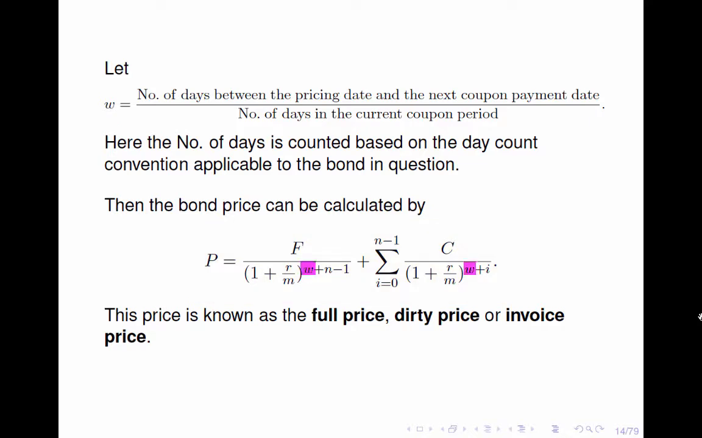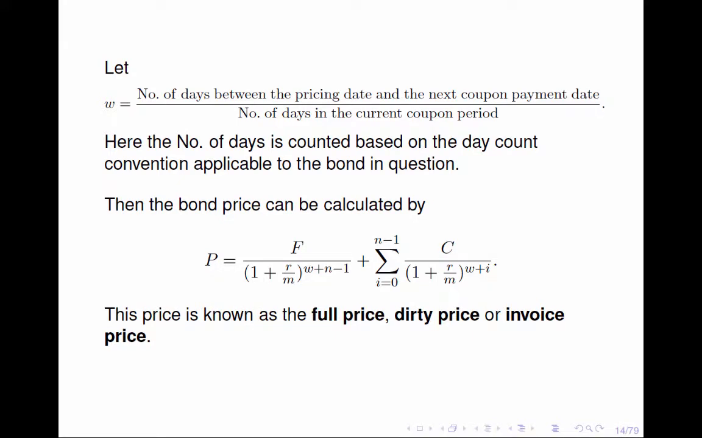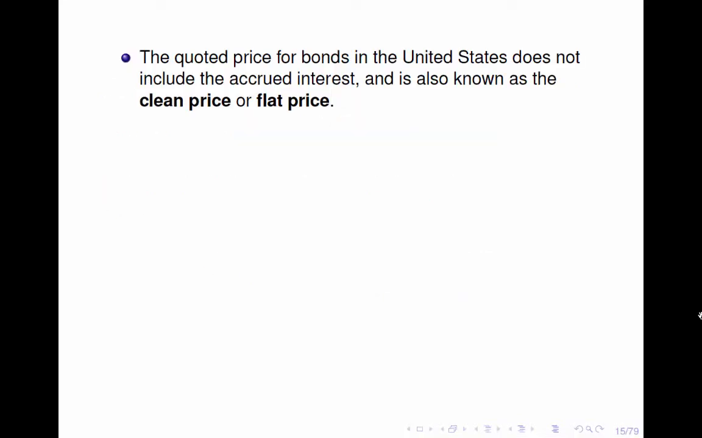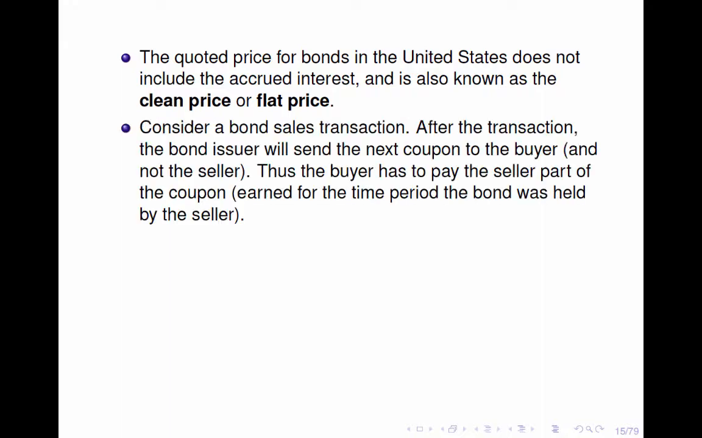Note that W can be regarded as a fraction of a complete coupon period. Thus, this formula calculates precisely the present value of the future cash flows incurred for the buyer. And this price is known as the full price, dirty price, or invoice price. However, the quoted price for bonds in the United States does not include the accrued interest, and is also known as the clean price or flat price.